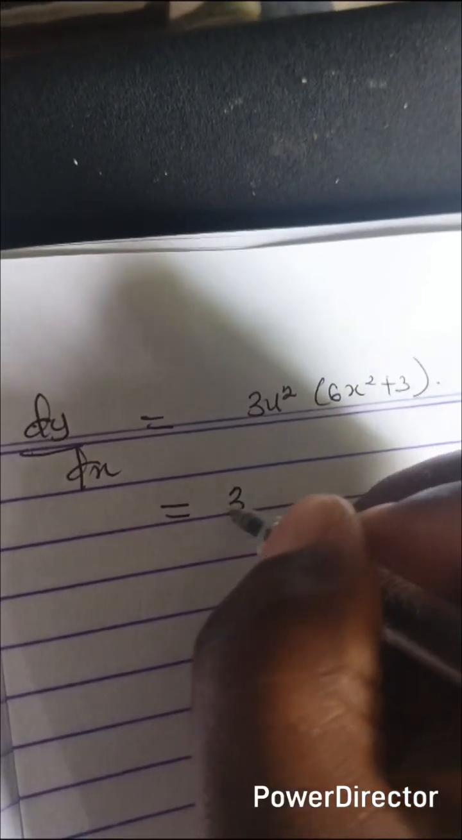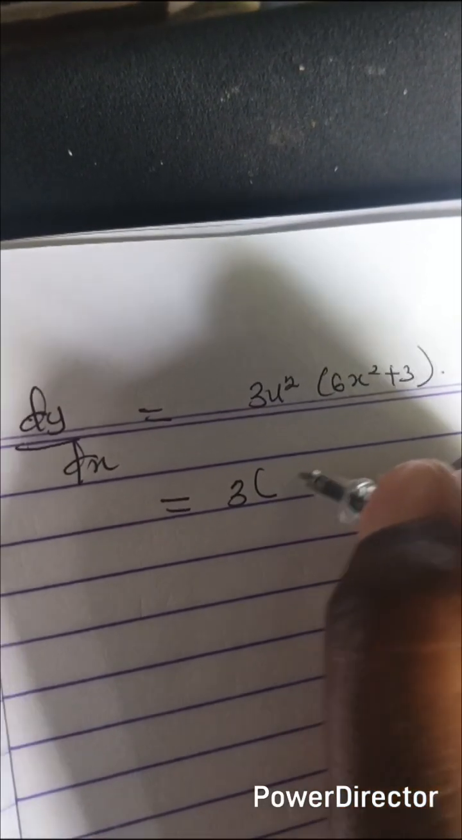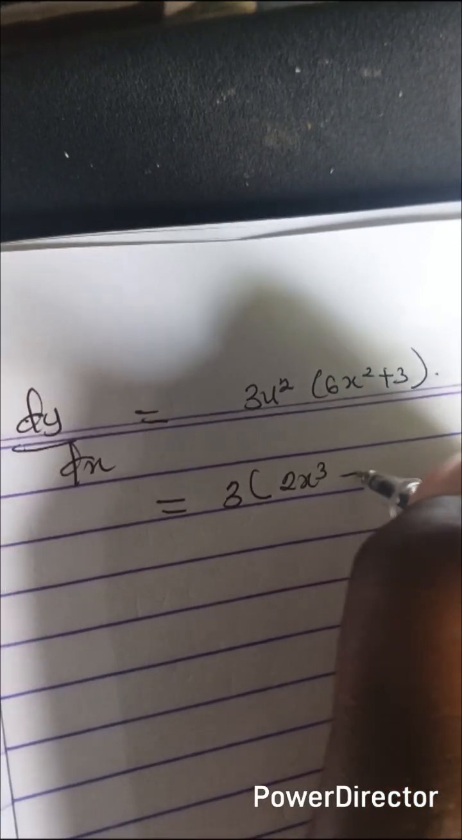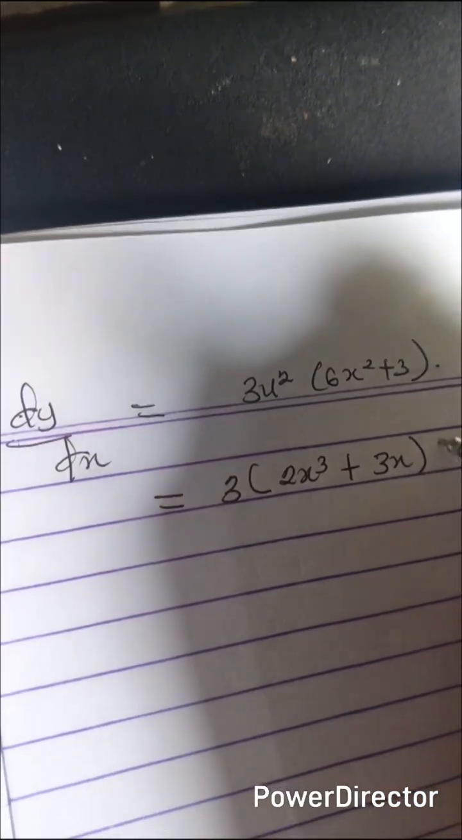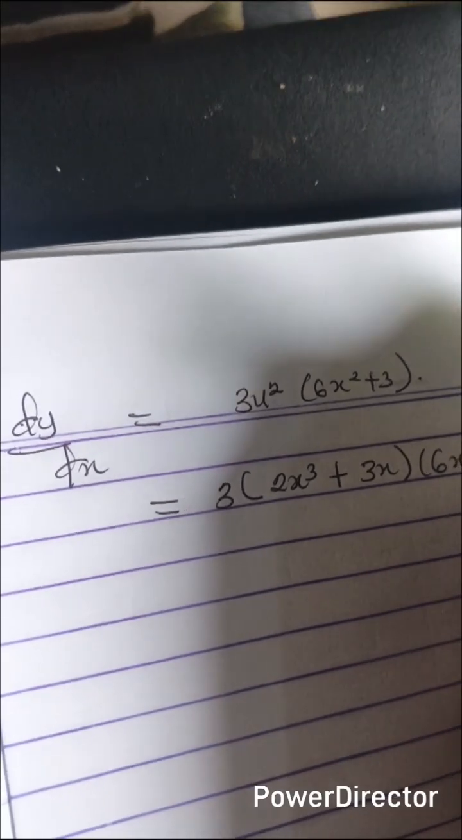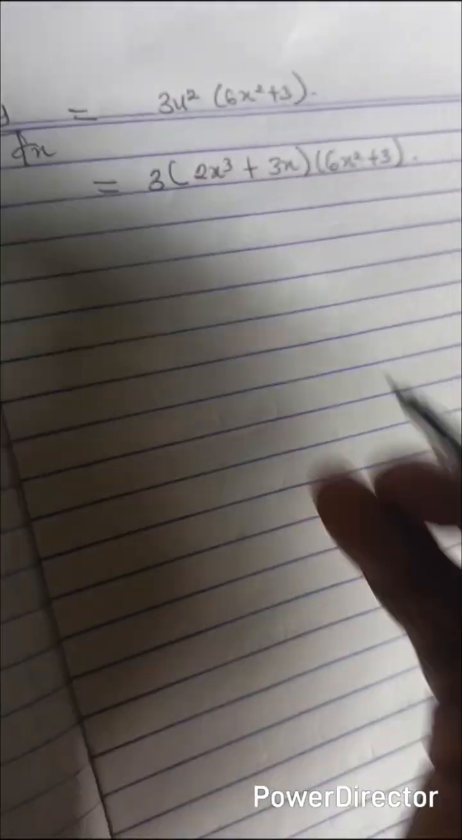Then this becomes 3 into bracket of 2x cubed plus 3x, squared, times 6x squared plus 3. So that's that. Now let's move to example 2.